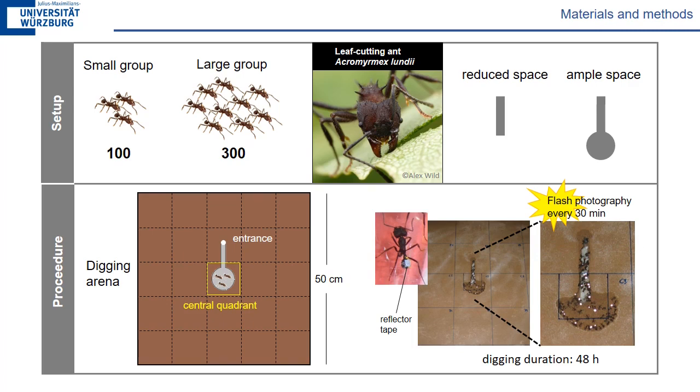We assessed worker aggregation in the central quadrant, where either the tunnel ended or the chamber was located. For better visibility of workers, we marked them with a piece of reflector tape and took pictures with flash photography every 30 minutes. The groups could excavate for 48 hours, after which the excavated tunnel and chamber volume was quantified.